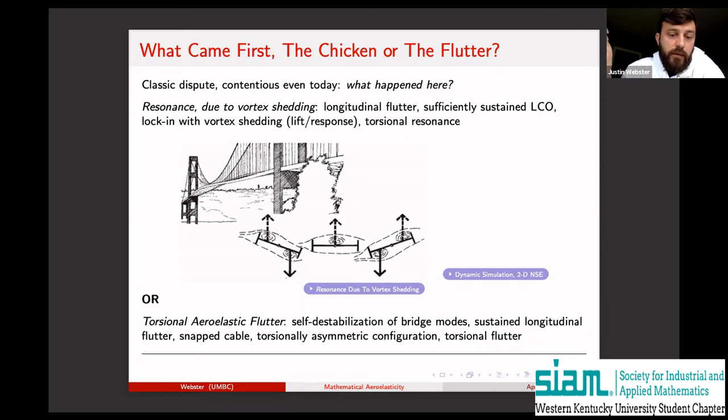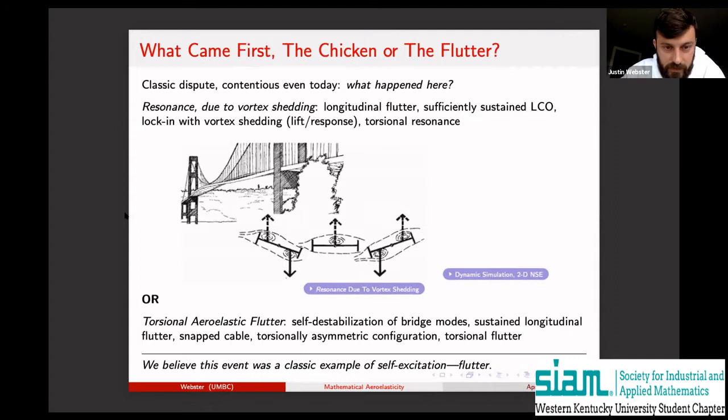So as an applied mathematician, my goal is to try and demonstrate that this... there we go. Oops, oh no. I lost my screen here. There we go. Okay. So my job is to try and say that this was in fact an example of flutter. So how might I do that?